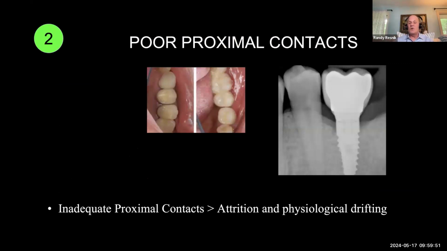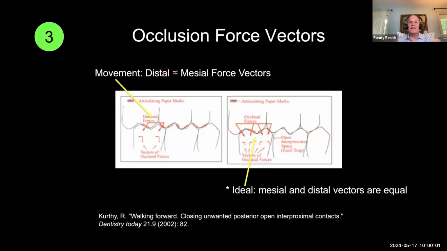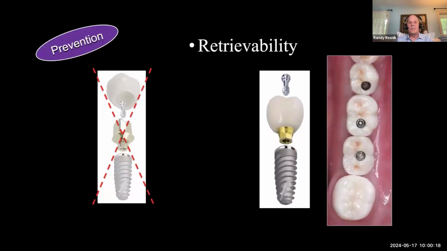Secondly, poor proximal contact. When you put the prosthesis in, you might have a long very minimal contact, or you have a very shortened contact and not a broad contact. And then thirdly, the occlusal vectors, the mesial and the distal, don't equal each other, and one or the opposite is greater. Say if the distal is greater than the mesial, then it's going to push it farther to the mesial. So with that being said, how do we prevent this?